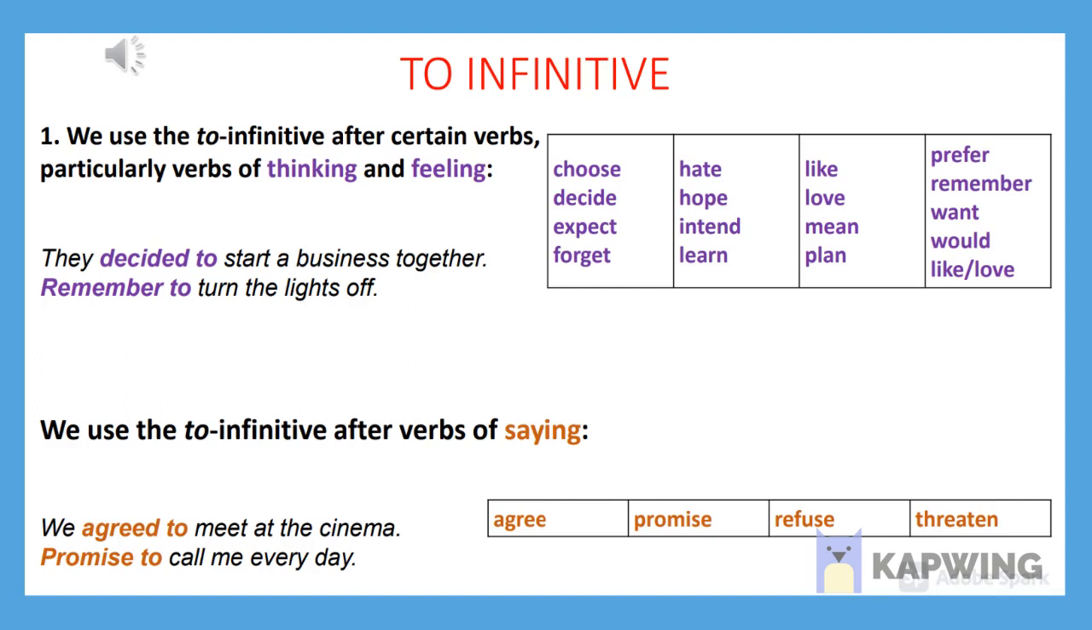So after the verb decided, we need to use to infinitive to express the verb of thinking. In the next example, we agreed to meet at the cinema. There is an agreement to do something, so to infinitive is necessary. For a list of these verbs, verb plus direct object and then the to infinitive.